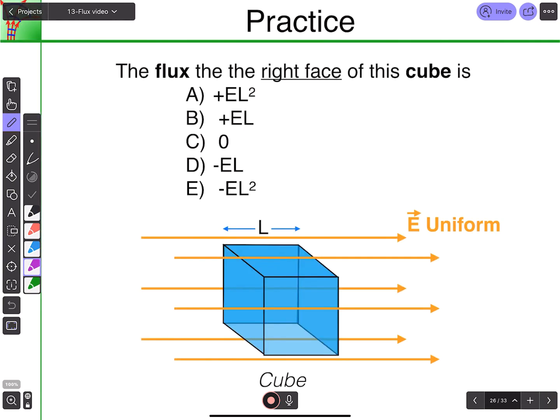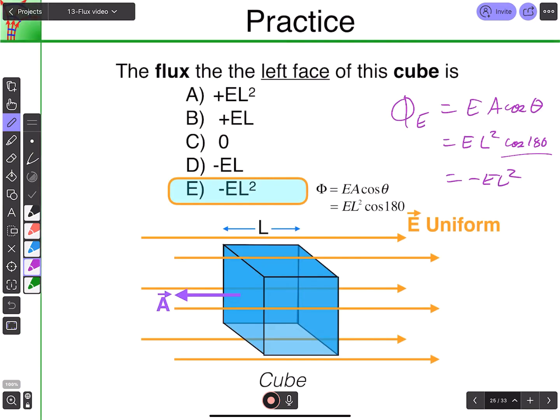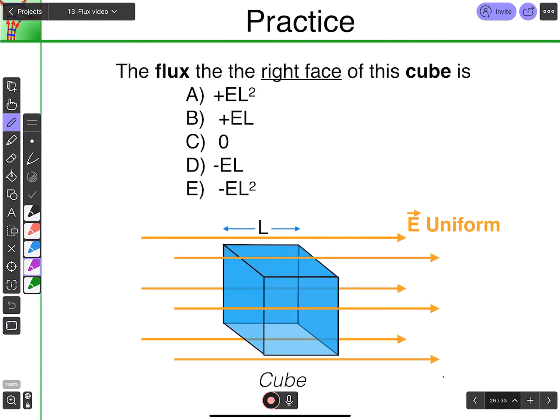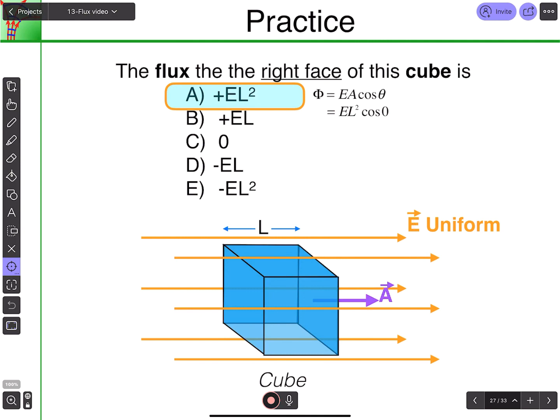For this case here, what's the flux through the right side of the cube? Well, I'll give you a second to think about it, but the area is the same, the electric field is the same, it's just the angle between the area and the electric field. So in this case, it's going to be positive, right? Because the angle between the area vector and the electric field is 0.